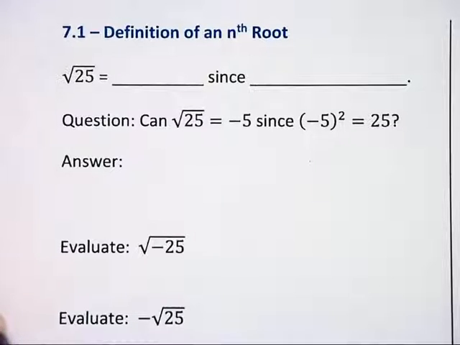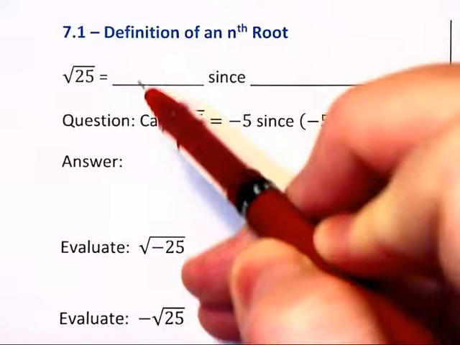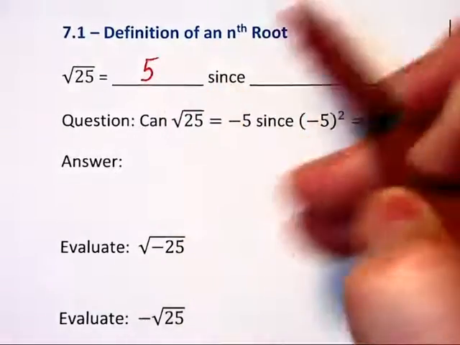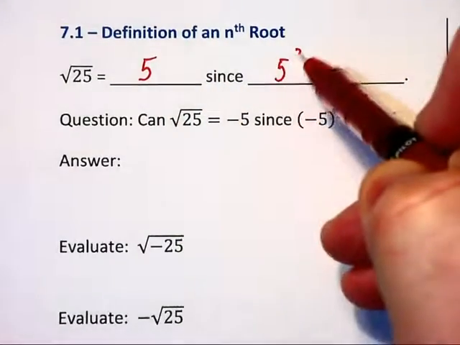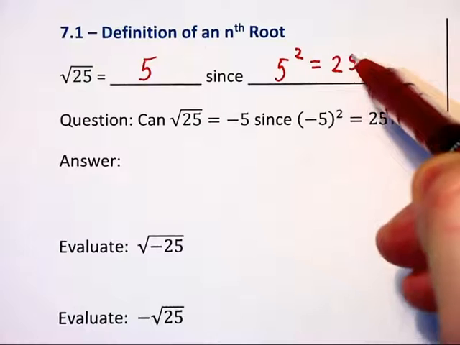Chapter 7 is all about radicals, but we won't be dealing with just square roots. We'll have cube roots and fourth roots and beyond also. So we need to really have a good understanding of what's going on. First off, the square root of 25 is equal to 5 since 5 squared is equal to 25.